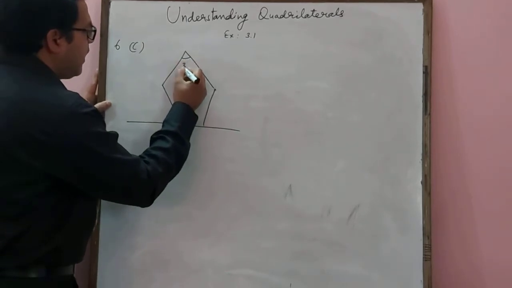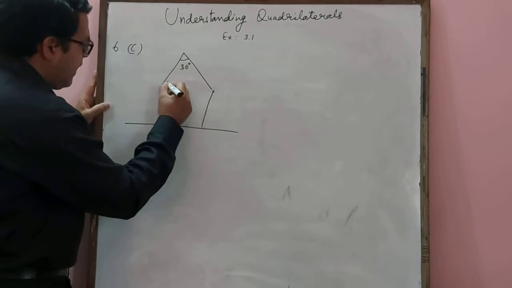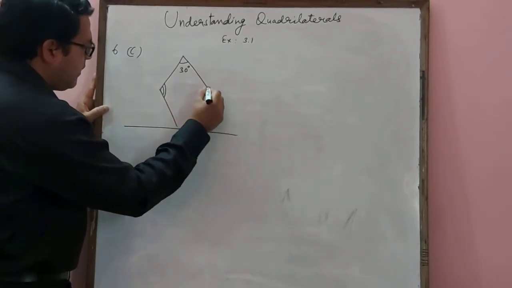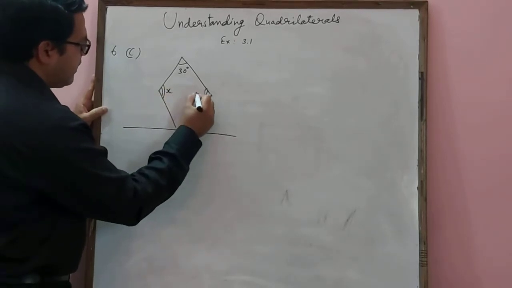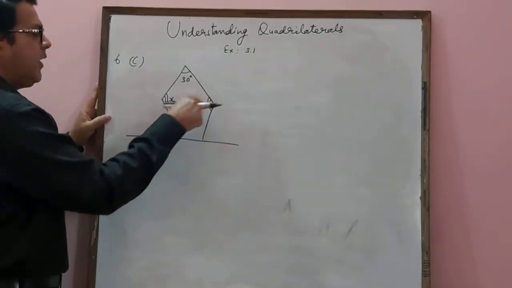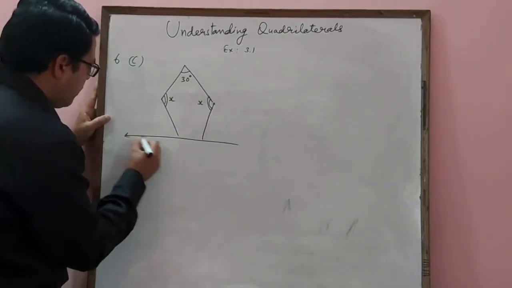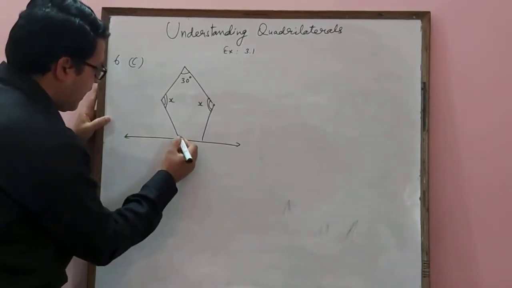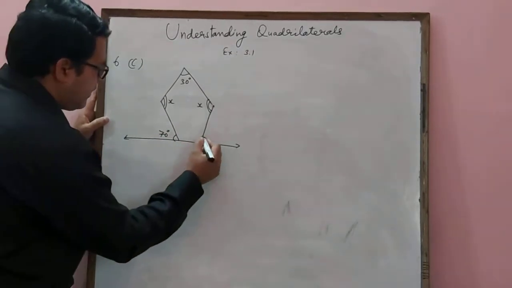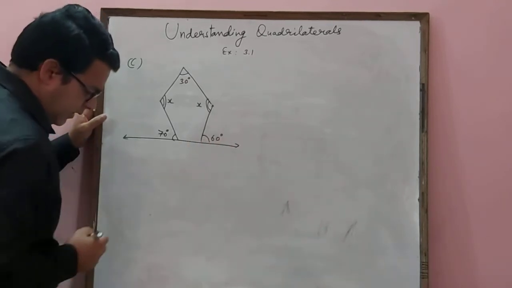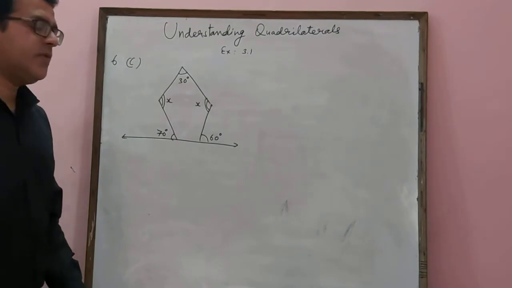This angle is 30 degree. It's given. This angle and this angle, these two are equal, and both are X degree. This is the symbol of equality. It means this angle and this angle are the same. And this exterior angle outside is 70 degree, and this one is 60 degree. Now you have to find the value of X.